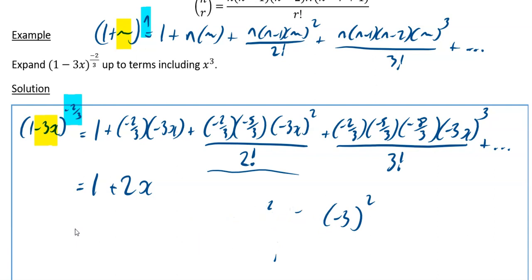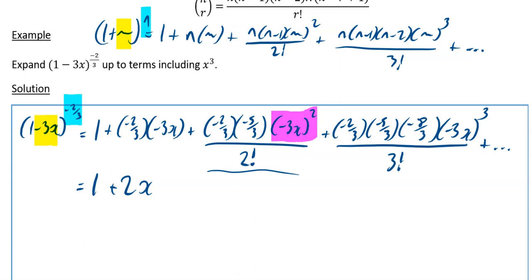Okay, but you need to make sure of the bit that people get wrong, this bit here, because they forget the brackets around minus 3 squared. Quite often people put that down as minus 9 when it's clearly going to be minus 3 times minus 3, which is positive 9. So just be careful on that one. Very easy mistake to make.